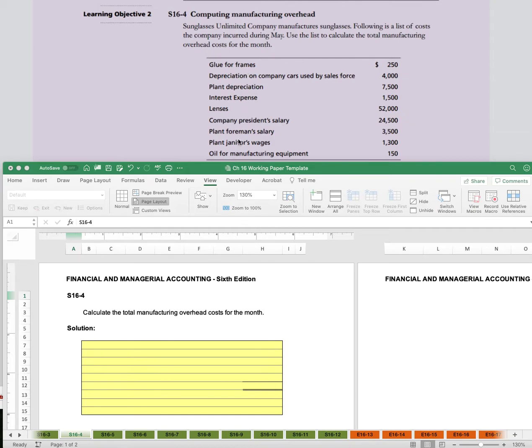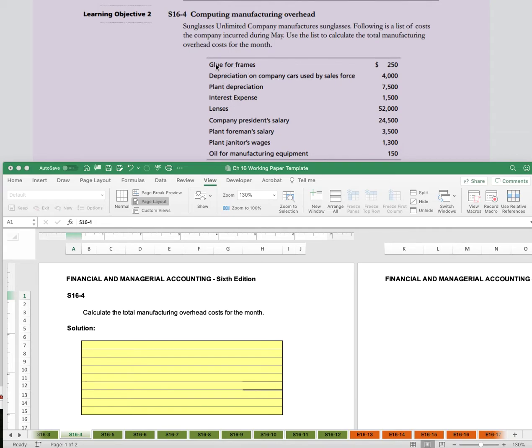And so some of these costs are period costs, such as the sales force cars and the depreciation on those cars. That's a period cost because it's not required to produce the product. So we're going to ignore those, and we're just looking for product costs that are indirect, therefore making them overhead. And so we'll just go through the list.